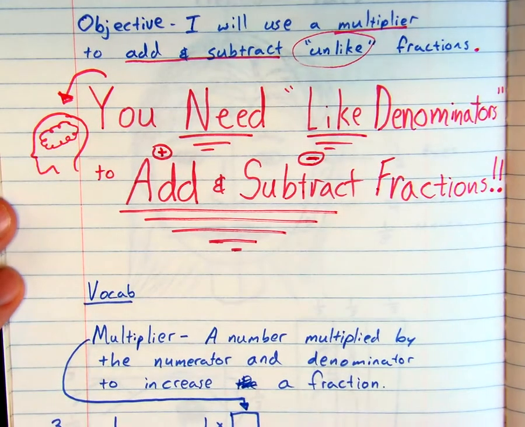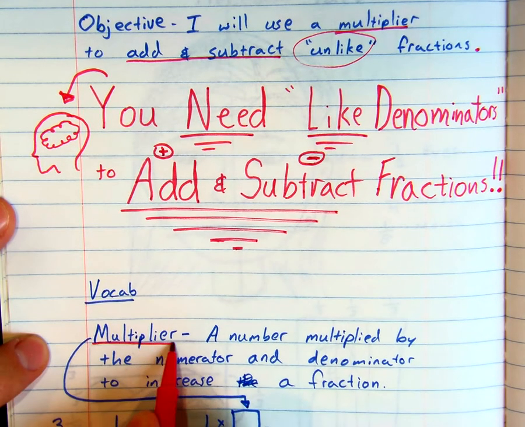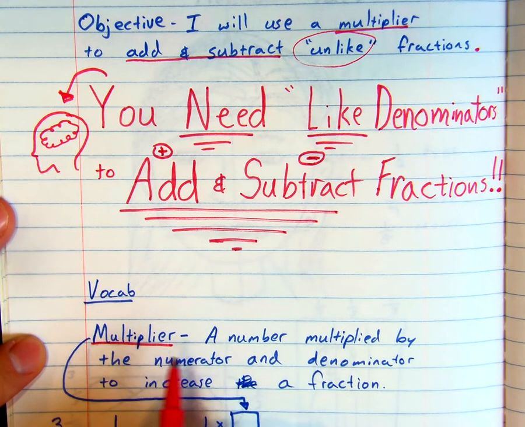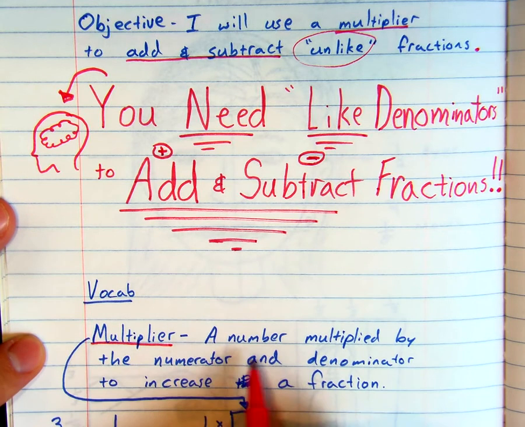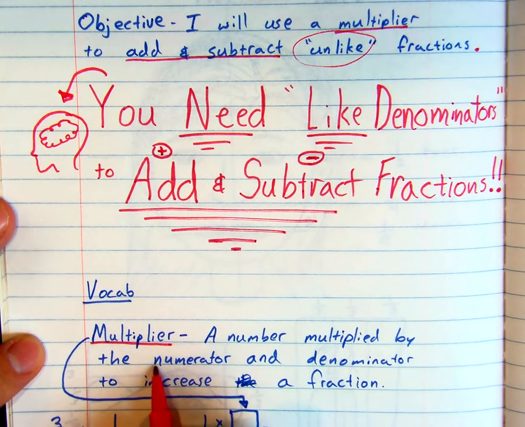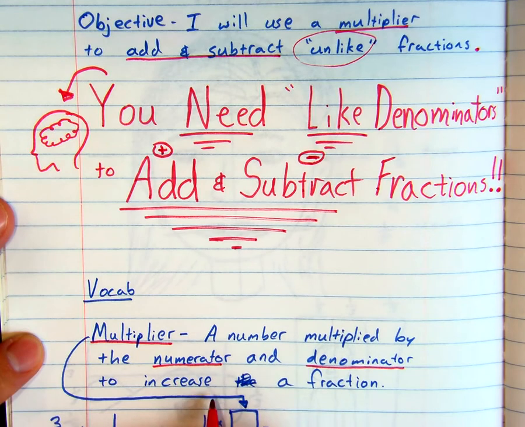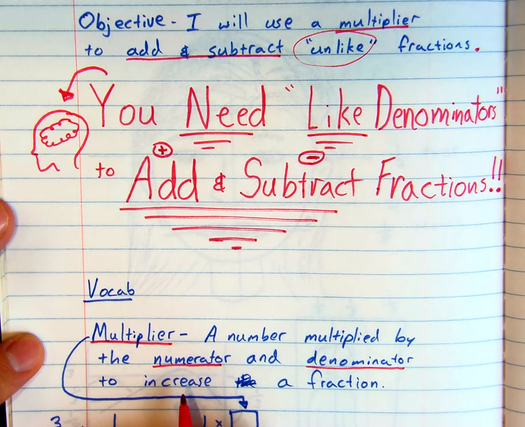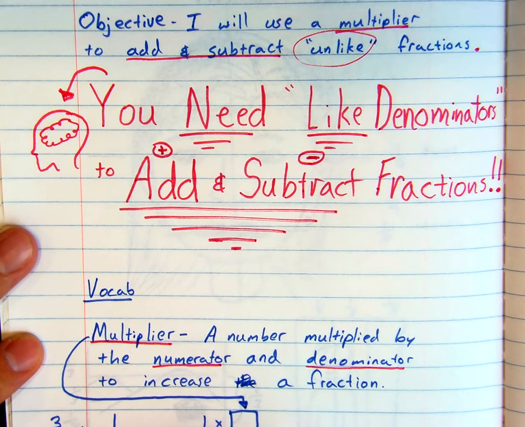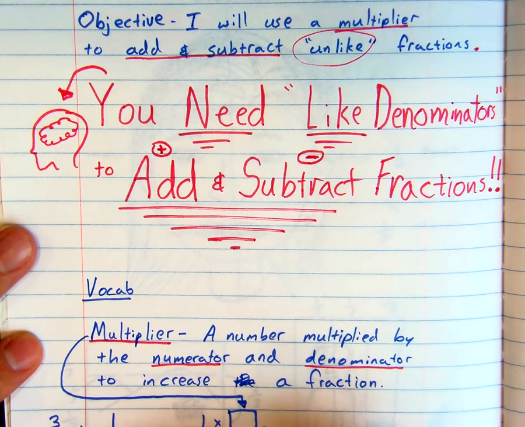Vocabulary. Multiplier. A multiplier multiplies. It's right in the name. So, it is a number multiplied by the numerator and denominator to increase a fraction. And when I say increase, I mean the size of the number, not necessarily the size of the piece in the fraction. For instance, we could have a denominator of 2 and increase it to a denominator of 8 if we used a multiplier of 4. So we're going to increase the numerical value of the number, not necessarily increase the size of the fraction.